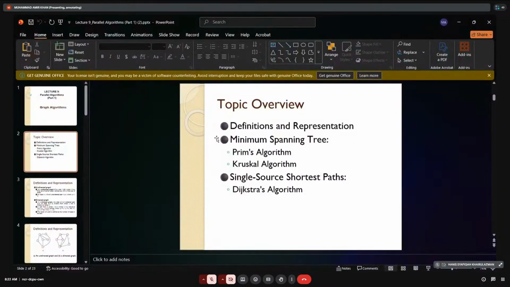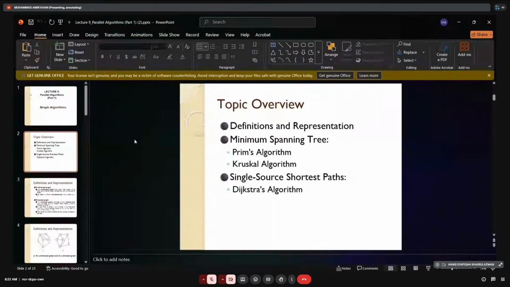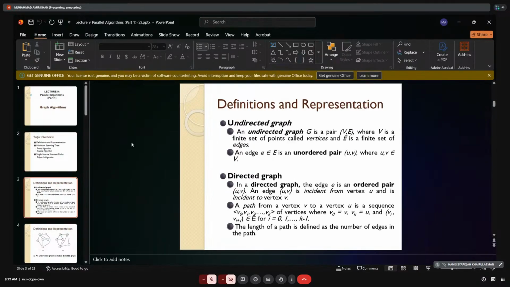This is the topic overview, that we have a few algorithms. We'll see them one by one. But before going to the algorithms, what it means, how it works, what the purpose of an algorithm is, the definition, everything, the explanation we will see later. But now we will see the definition and representation.